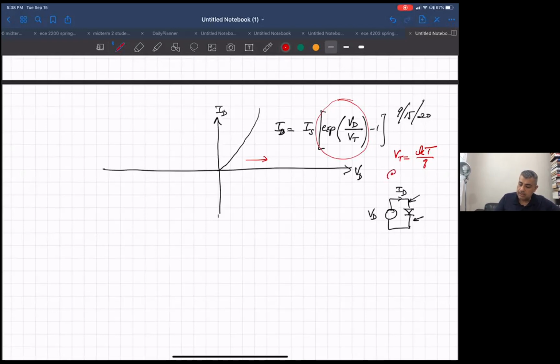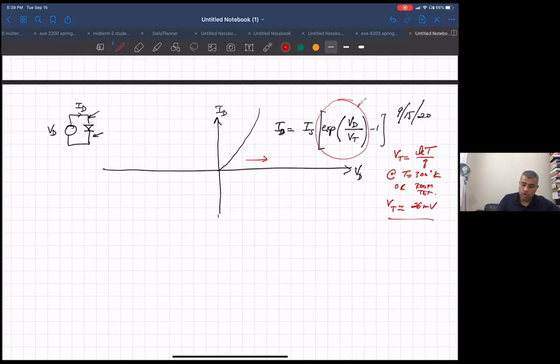And then at room temperature, at T equal to 300 degrees Kelvin, V sub T is approximately equal to 26 millivolts. So V sub T is a constant and it's a pretty small number. If you're at V sub D of, say, 260 millivolts, you have an exponential to the power of 10 here. That's much, much bigger than 1.